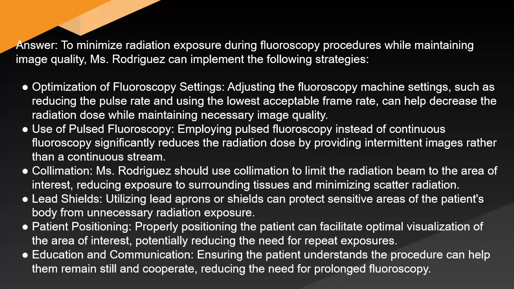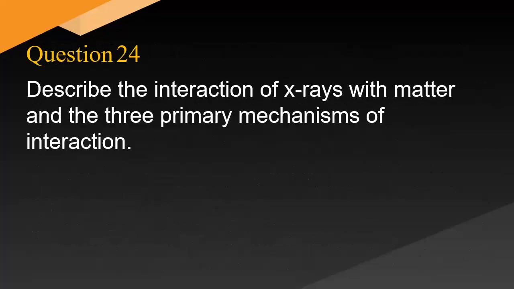Patient positioning. Properly positioning the patient can facilitate optimal visualization of the area of interest, potentially reducing the need for repeat exposures. Education and communication: Ensuring the patient understands the procedure can help them remain still and cooperate, reducing the need for prolonged fluoroscopy. Describe the interaction of X-rays with matter and the three primary mechanisms of interaction.